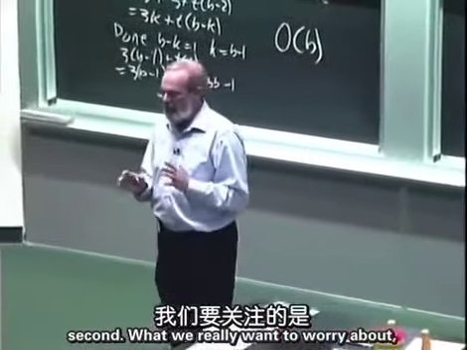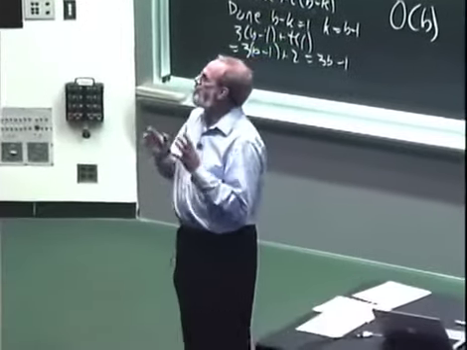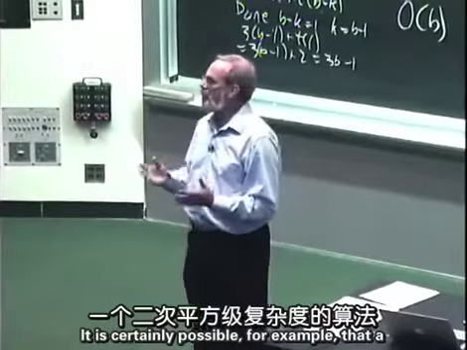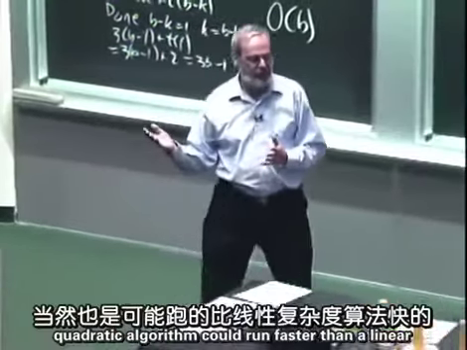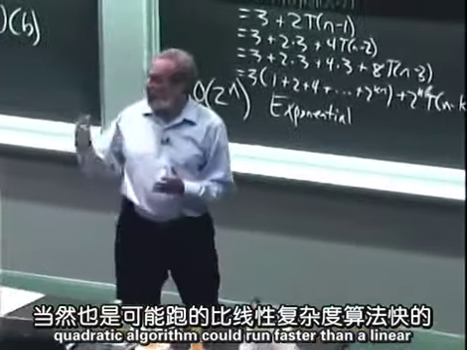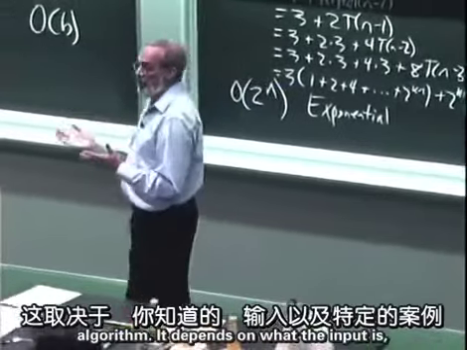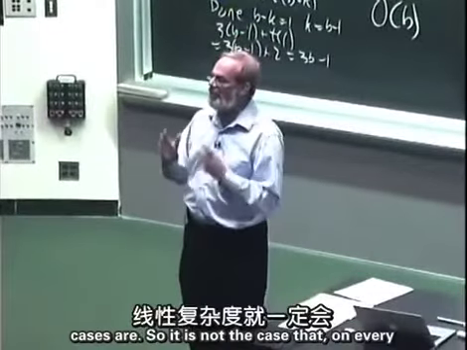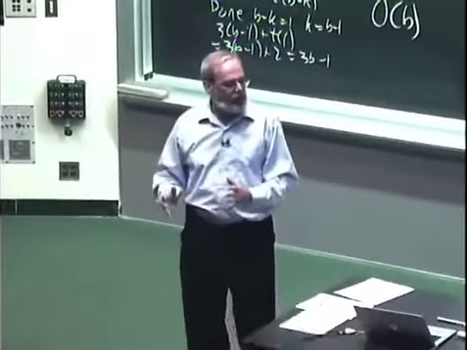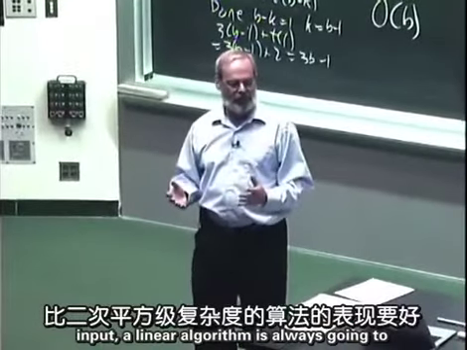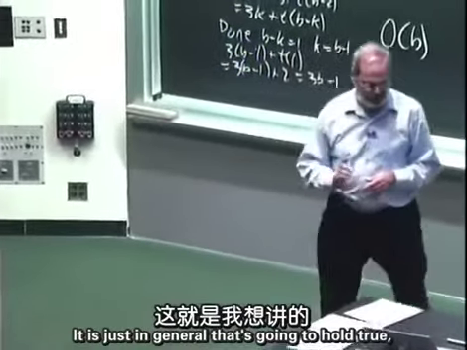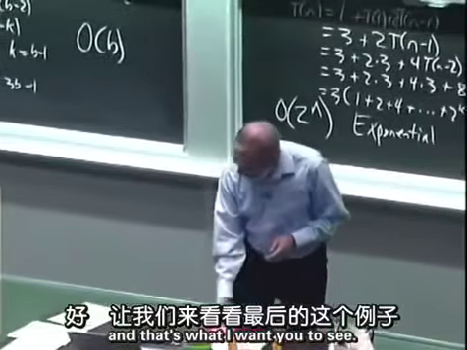And the third thing I want you to keep in mind is, remember, these are orders of growth. It is certainly possible, for example, that a quadratic algorithm could run faster than a linear algorithm. It depends on what the input is. It depends on what the particular cases are. So it is not the case that on every input, a linear algorithm is always going to be better than a quadratic algorithm. It is just, in general, that's going to hold true, and that's what I want you to see. Okay, I want to do one last example.